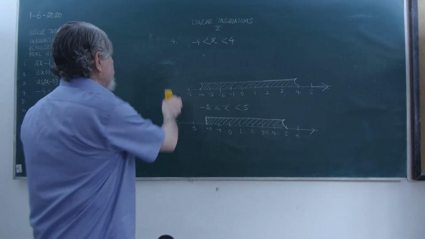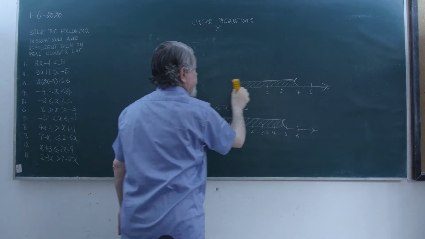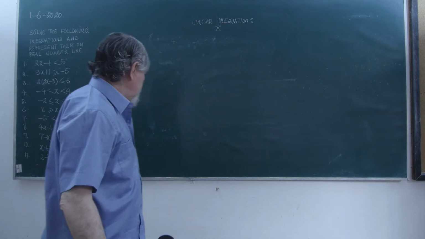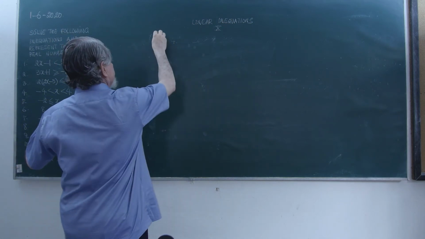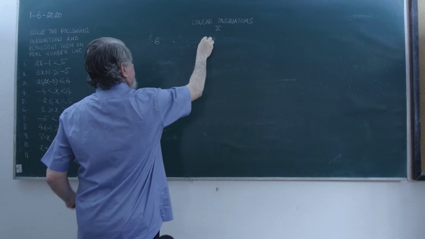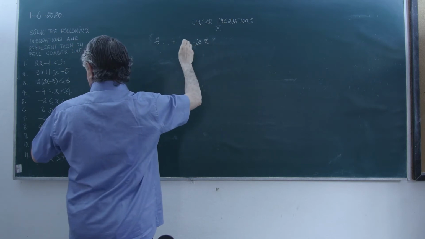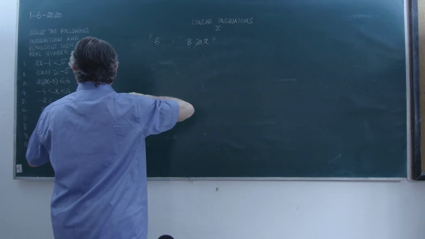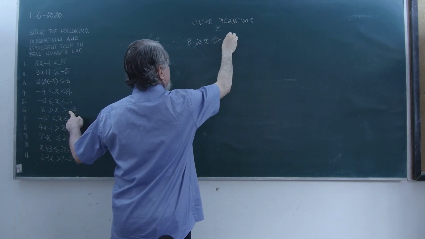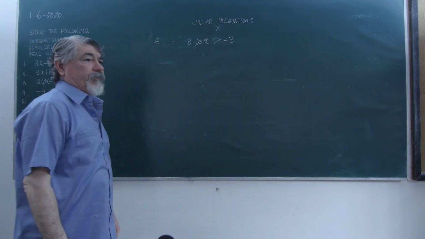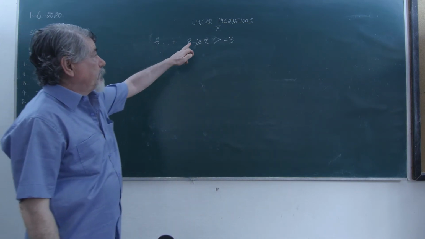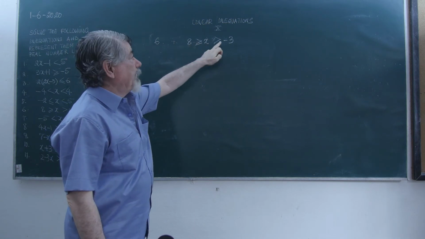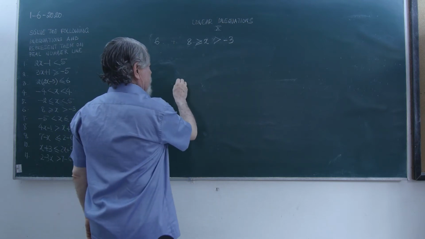Now let's see the sixth one. The sixth question is: x is less than 8 and greater than minus 3. It's just written in a different way. X is less than 8 and x is greater than minus 3.